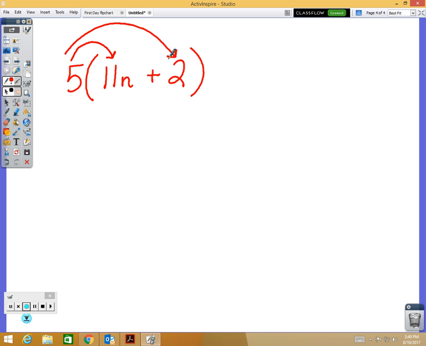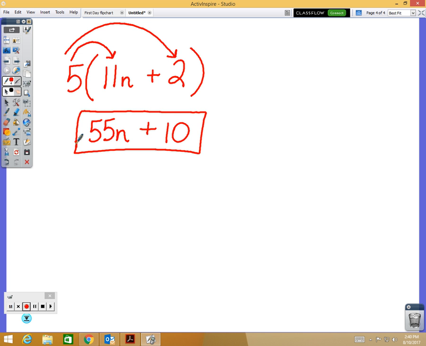So what would 5 times 11n be? 55n. And what would 5 times 2 be? 10. Now this is about as easy as it gets because we have whole numbers. We don't have decimals, we don't have fractions, we don't have negatives. So this is about as easy as it gets.